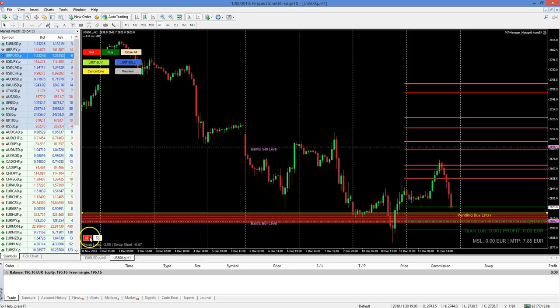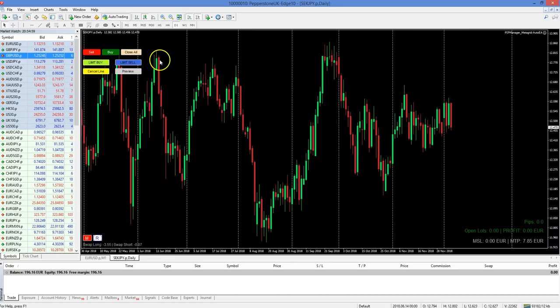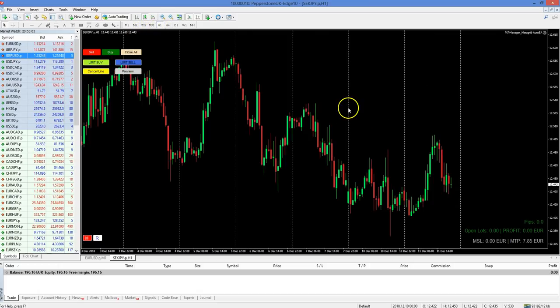Let's check another pair. I click again on the random button. We are now on the Swedish krona against the yen. Very exotic pair. We wait until the orders are loaded from the server. If it finds orders or order blocks on this pair, we have to see. You can see the spread is of course too high to trade this pair.